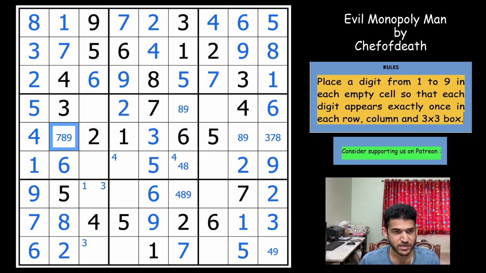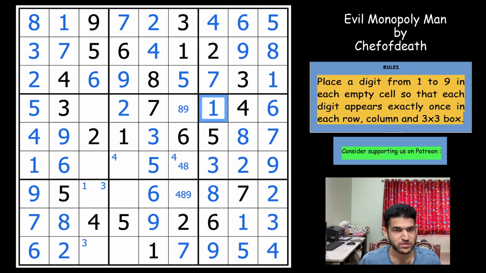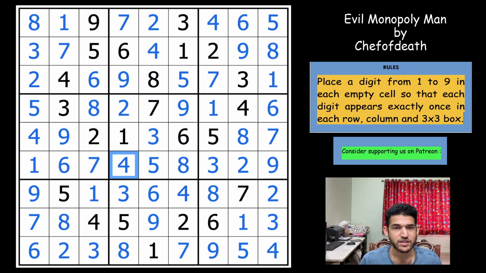Column 2 can be completed. That's a 9. That forces this to be 8, forces this to be 7, and this will be a 4, and this is 9, this is 8, this is 3, this is 1. That forces this to be a 9. 9 cannot go here. This is 9, and box 4 can be completed. Box 7 can be finished. That's a 3. That gives a 4 here, 8 here, 8 here, and a 4 here. And that finishes off this really wonderful Sudoku by Chefofdeath.